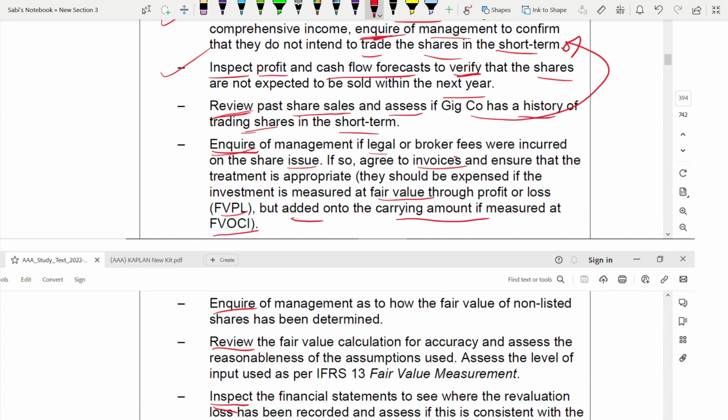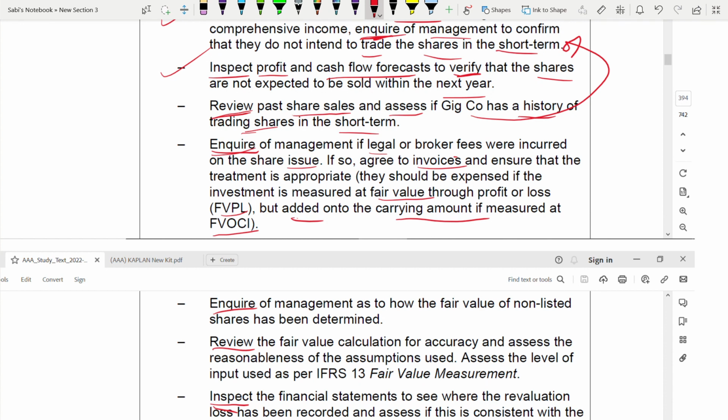Two different treatments. Remember, if the investment is measured at fair value through profit and loss, it depends on the investment. If it is measured through FVPL, legal and broker fees are expensed. They go through profit and loss as an expense. But if it is through other comprehensive income, rather, legal and broker fees you add to the value of the share, the financial instrument value, right?